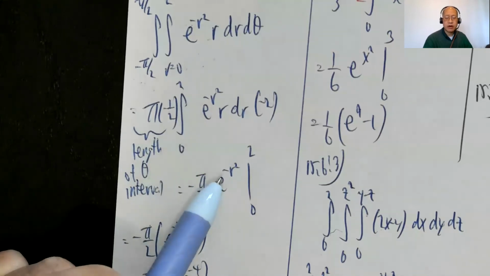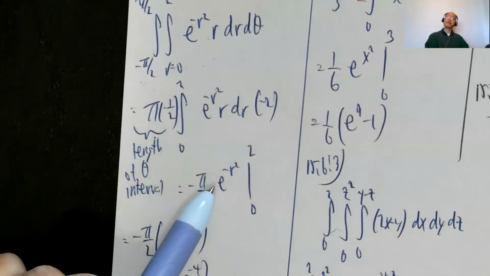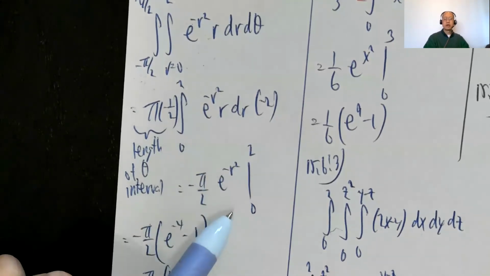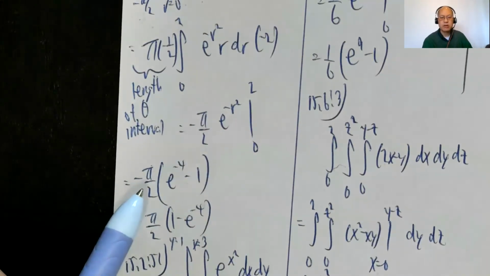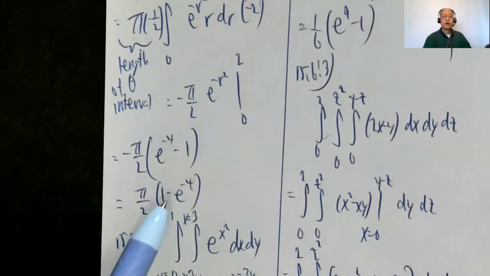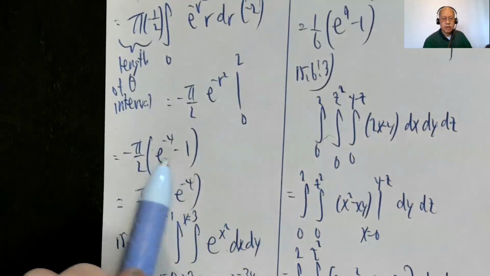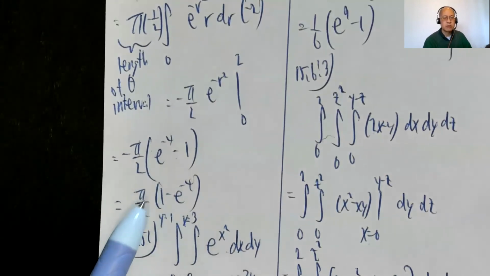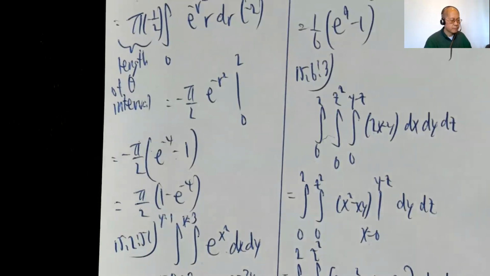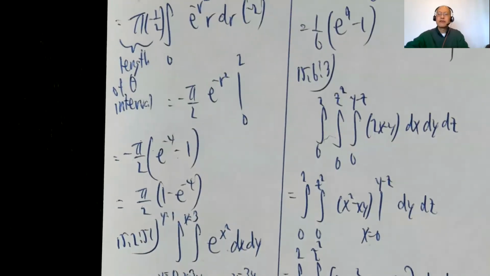And then e to the negative r squared. Again, to double check, what's the derivative of e to the negative r squared? E to the negative r squared times negative 2r. So that works, from 0 to 2. So I have negative pi over 2, plug in 2, e to the negative 4, plug in 0, you get 1, or distribute the negative, turn that around. So best final answer is pi over 2, 1 minus e to the negative 4. All right, so that's section 15.3.